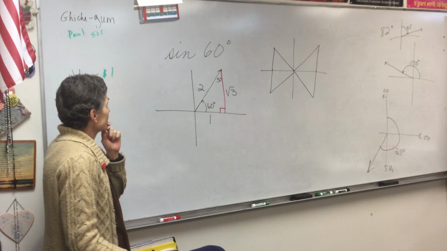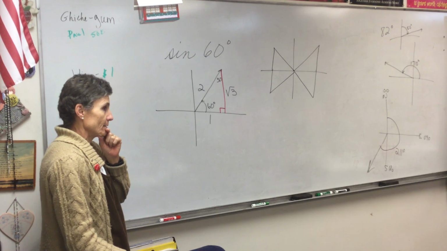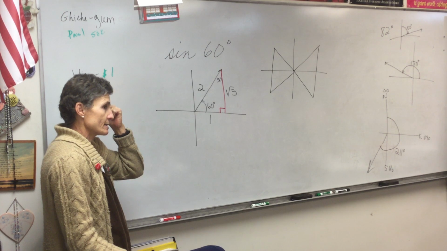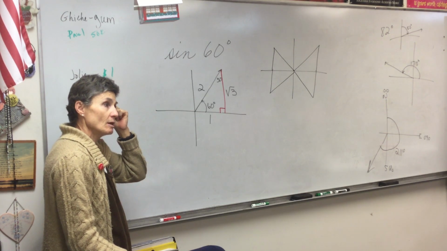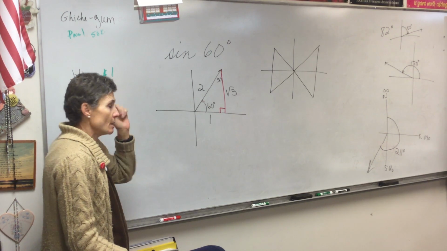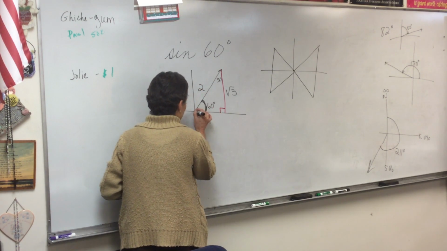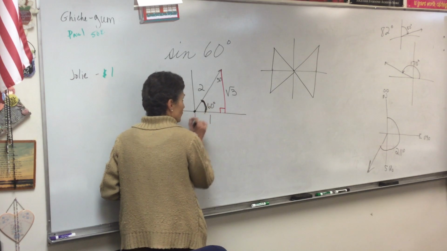Okay, now wait. I want the sine. What sine? SOHCAHTOA. Sine is opposite over hypotenuse. All right, let's take a look at the picture. This is the angle right here. The one at the origin is always the angle you look at.